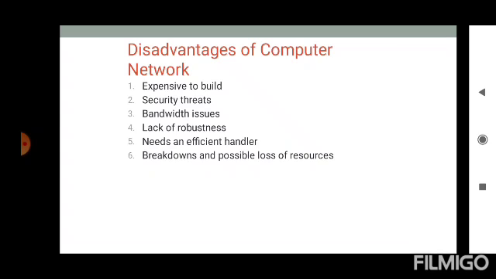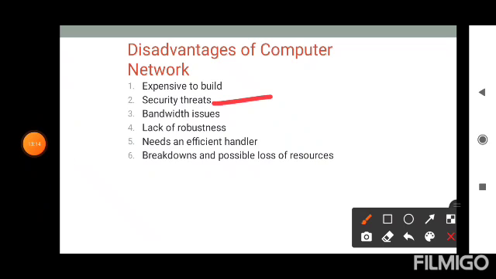Then second is security threat. Security threats are always problems with a large network. There are hackers who are trying to steal valuable data of large companies for their own benefit. So it is necessary to take utmost care to facilitate the required security measures. Then third is bandwidth issue.